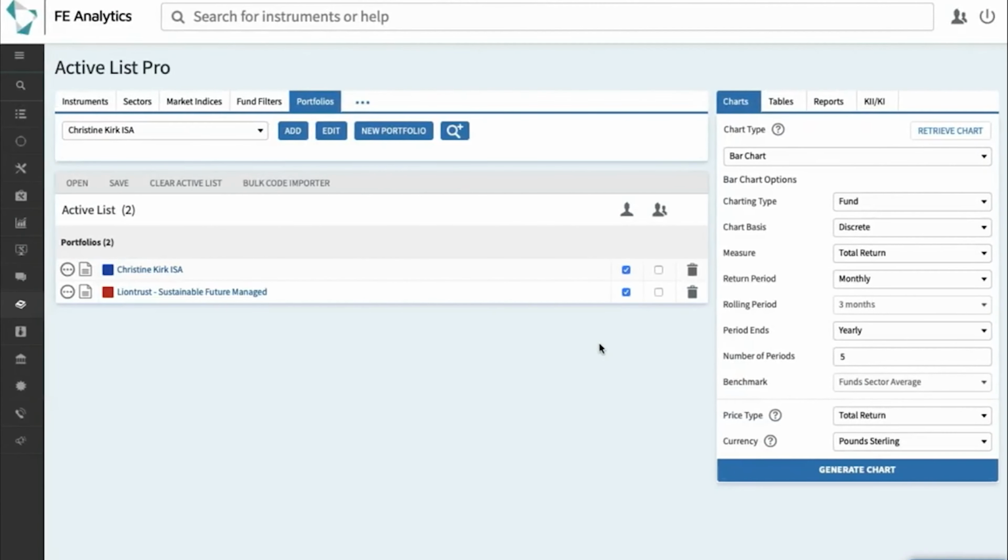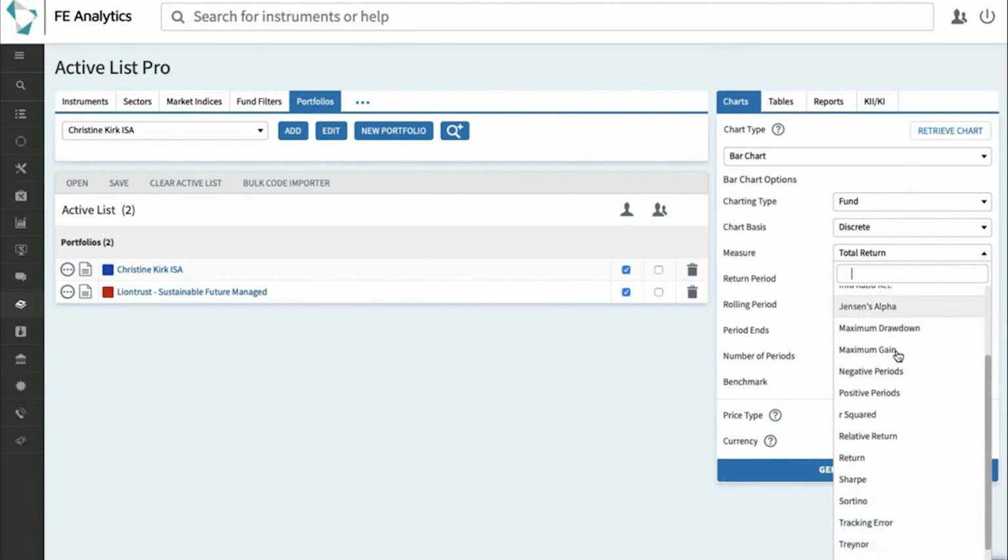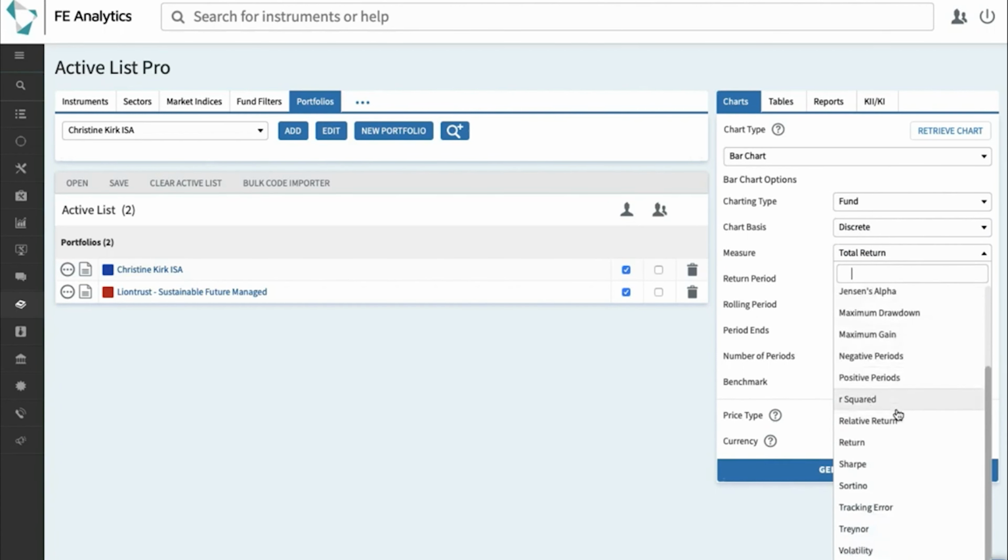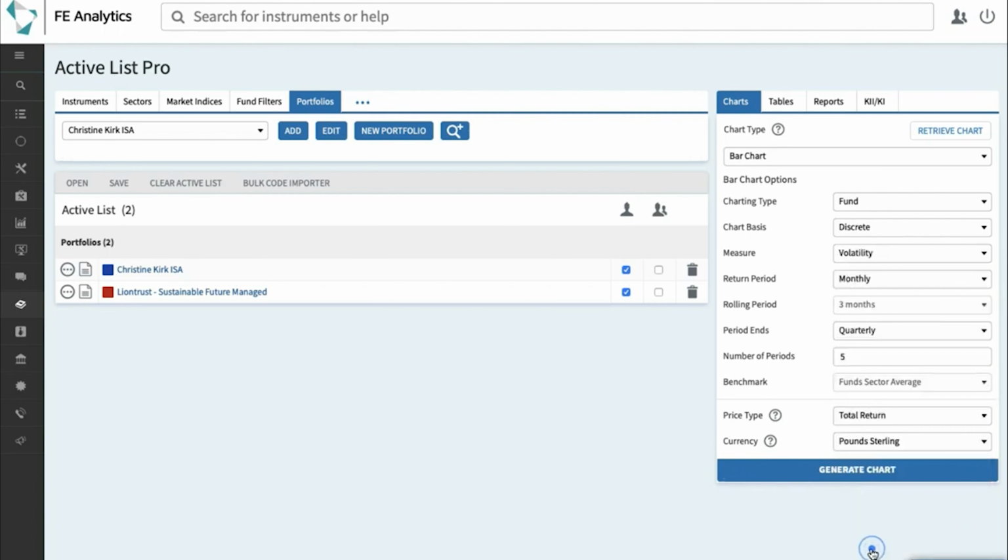Now, coming back to the main screen, it's not just performance you can analyse, it's also loads of different ratios. So you'll see on the right hand side the measure that you're running this on is defaulted to total return, which is performance, but if you open up that tab you can run any number of these different ratios. So if you wanted to look at risk, for example, you could use volatility or max drawdown, the most something's lost over a given period, but let's use volatility. And again, I want to run this on a year by year basis over the last 5 years to mimic the same chart that I just got for performance, and again click on generate.